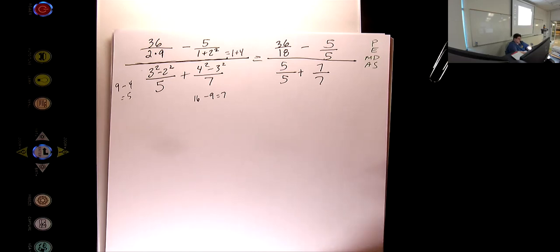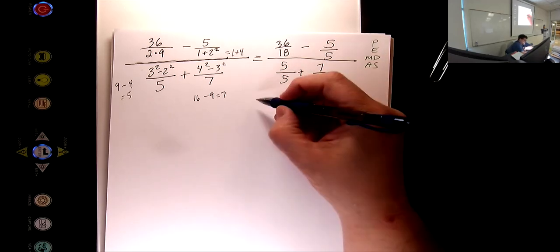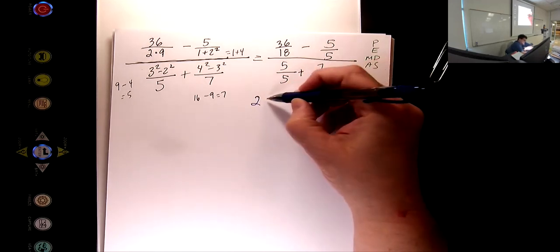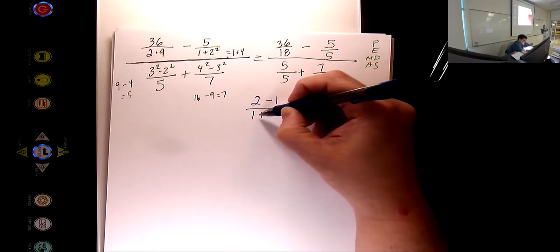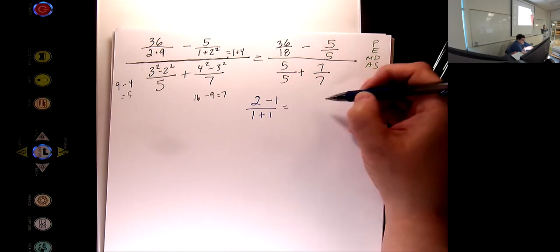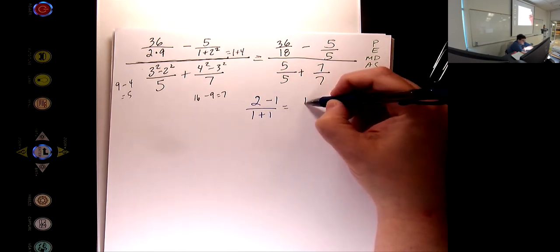So if I do some division, I got 36 over 18 is 2, minus 5 over 5 is 1. We just said 5 over 5 is 1, and 7 over 7 is 1. So we got 2 minus 1 is 1, and 1 plus 1 is 2.